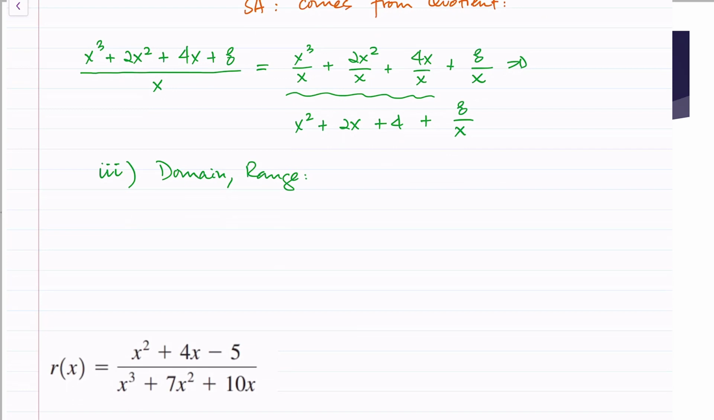So the domain is kind of easy. It's going to be, let's label it first. So it's going to go up to 0, and then it's going to break. And it's going to go to 2, and it's going to break, and then it's going to go to positive infinity. And as far as the range is concerned, well, it's much easier if you look at the graph when you do ranges, and so let's do that.